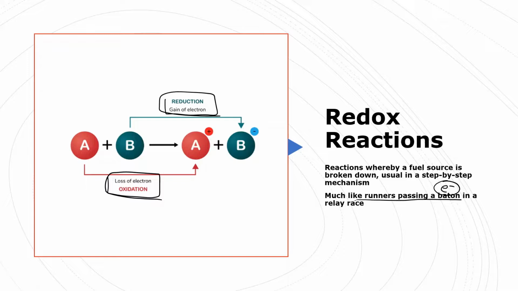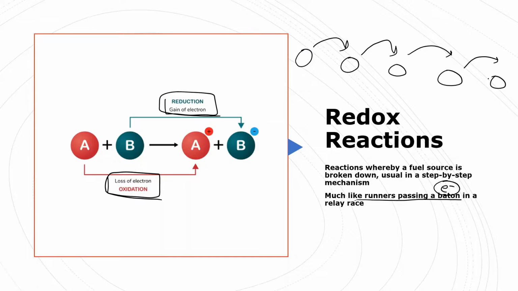Now these two things always happen together. You can't have a relay race and hand the baton to nobody. Somebody's got to be there. So these reactions always happen simultaneously. And usually it's a step-by-step process where we do a series of redox reactions, just like runners in a relay race. I'll draw it like this to get the idea better: there may not be just two players in this game. There are a lot of runners in this relay race, and they're all passing electrons to each other, but not at the same time. They're doing it one after the other, after the other.